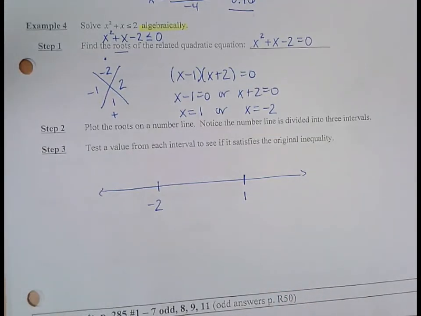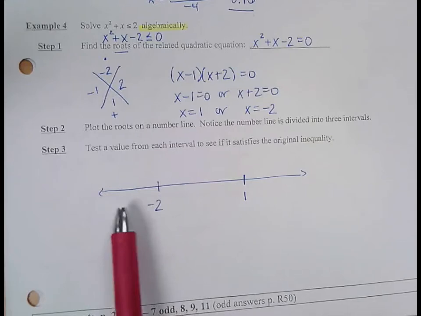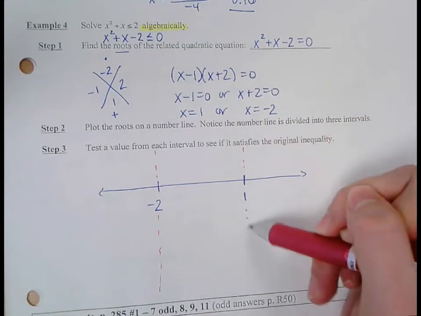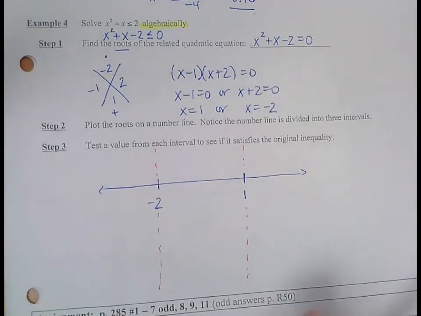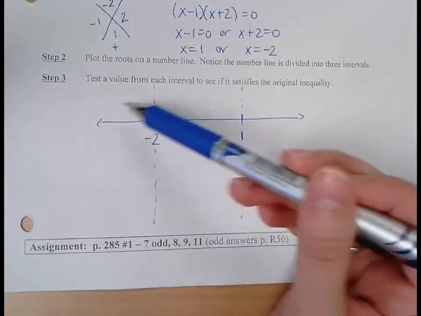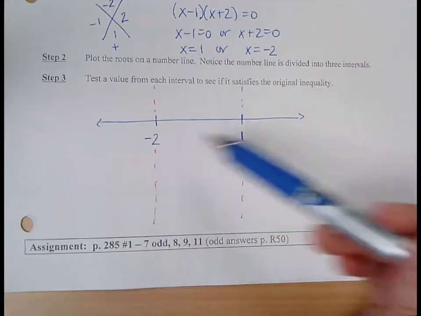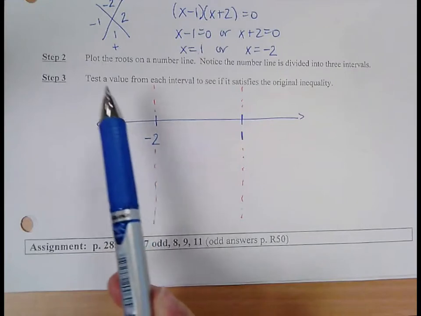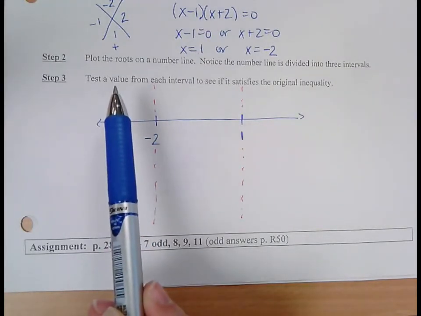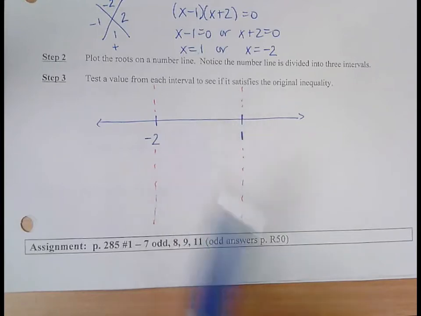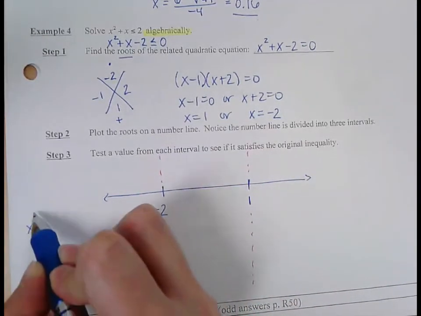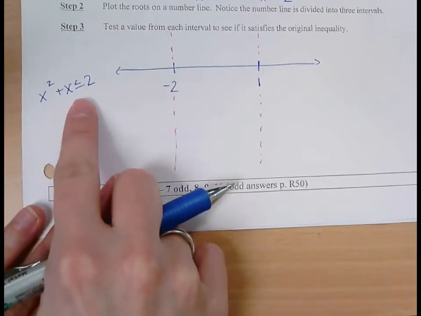And then notice that this divides your number line into 3 intervals. So I'm just going to draw some boundaries between them. So we have 3 intervals: to the left of -2, in between the two numbers, and then to the right of +1. So then the algebraic part is to test a value from each interval to see if it satisfies the original inequality. I'm just going to rewrite it so I don't have to have it so low on the screen. Our original inequality was this: x squared plus x is less than or equal to 2.